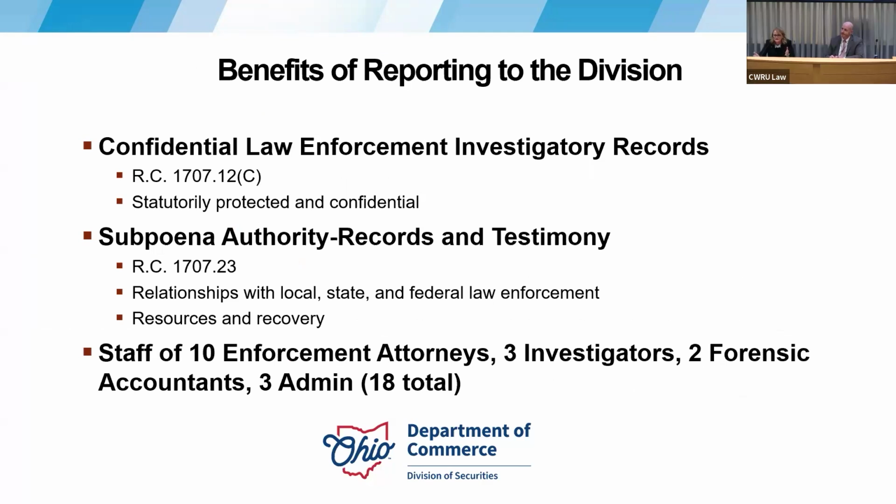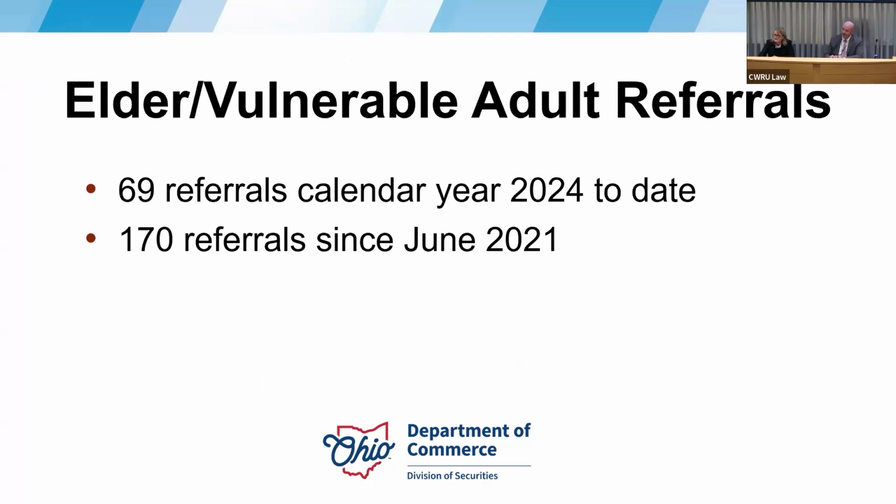Obviously, we have the ability to investigate. We can issue subpoenas to bank accounts. We can bring people in to have them testify, tell us what they're doing. If it's a caretaker, we can call them in for questioning about what they're doing as it relates to the financial accounts. And we have a staff of 10 enforcement attorneys, 3 investigators, 2 forensic accountants, and 3 admins. So we have 18 strong in our division. Since the legislation was passed, we've had 170 referrals to our division, and 69 of those referrals came in this calendar year alone.